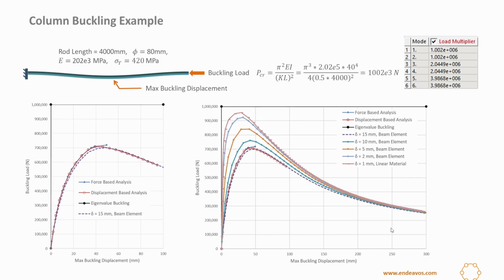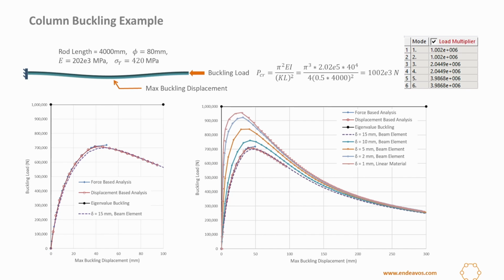This chart on the right is identical to this chart. The only difference is here I'm limiting the maximum displacement to a value of 100, but here I'm just going on to see what happens after buckling initiates. And I'm also using the beam element model to study the impact of initial imperfection.